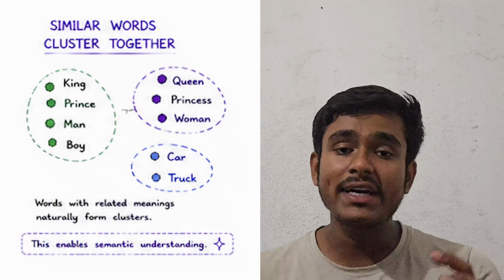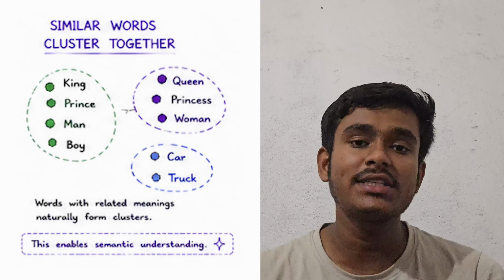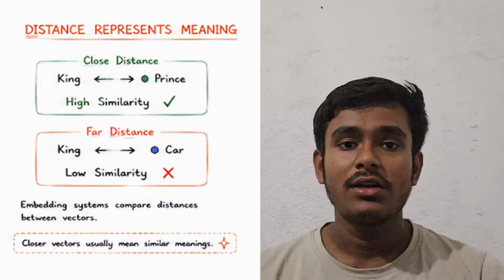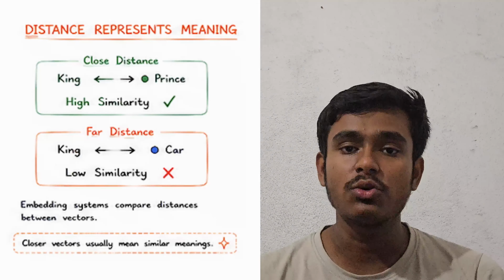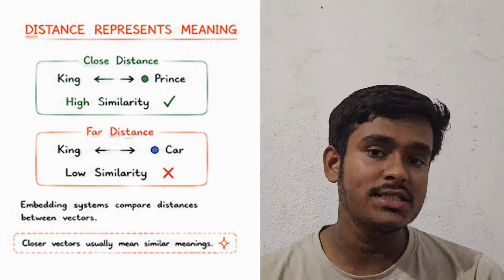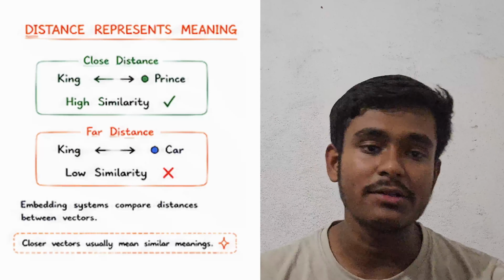So this is how we cluster similar words together, and this helps us in understanding languages better. Now, distances represent similarity. There are different ways to calculate distances. Closer distances mean similar meaning, and farther distances mean different meaning.